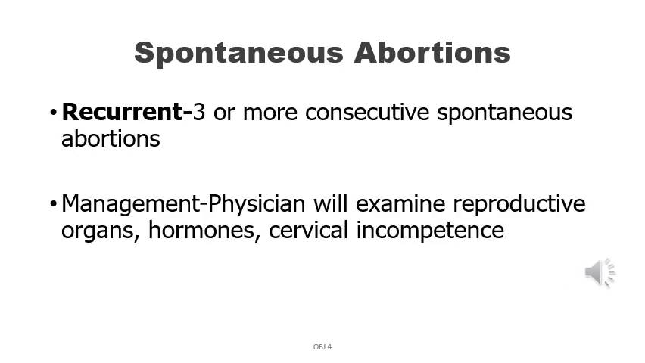A recurrent loss is when a patient has had 3 or more consecutive spontaneous abortions or losses. Management: the physician will examine the reproductive organs, hormones, cervical incompetence, possibly do some genetic screening, that type of stuff, to see if they can figure out why this couple or this woman continually is experiencing these losses.